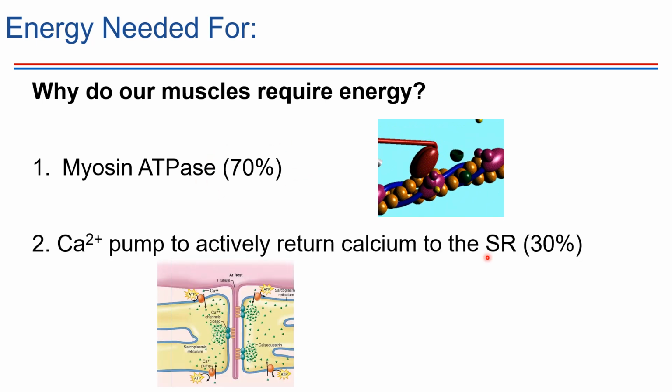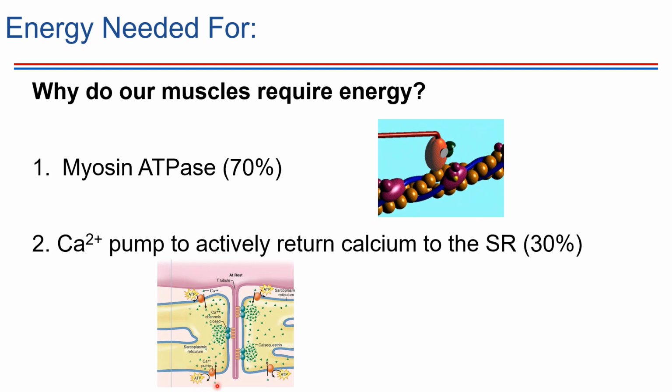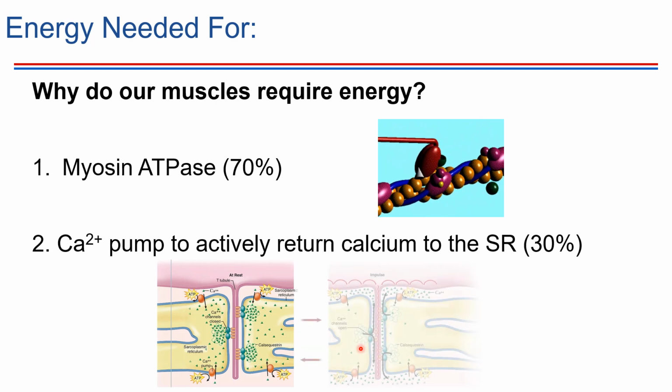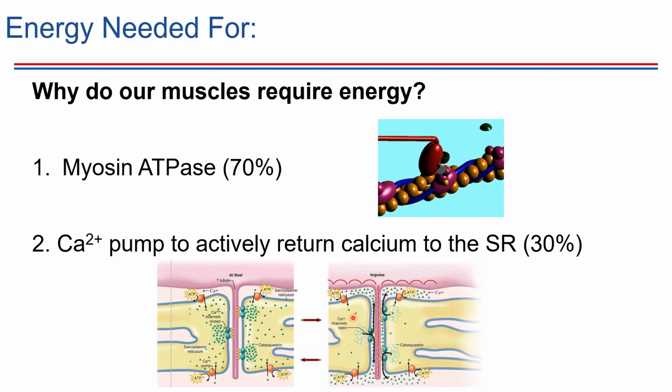The other 30% is going to be used in the sarcoplasmic reticulum, or specifically that terminal cisternae, where we're using ATP to pump calcium back in there against its concentration gradient. So we'll have a big concentration of calcium inside that terminal cisternae, so that when the action potential comes down that T-tubule and excites these calcium releasing channels, the calcium will then be able to flood out into the sarcoplasm. So you can see that happening right here.